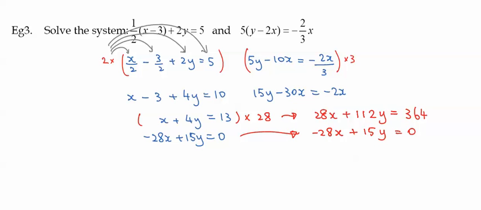And then you add them. Why do you add them? Because the sign is opposite. We have a positive 28, and then we have a negative 28. We can add the two equations together. So now the x will be gone.